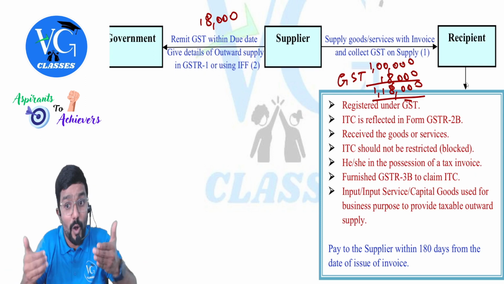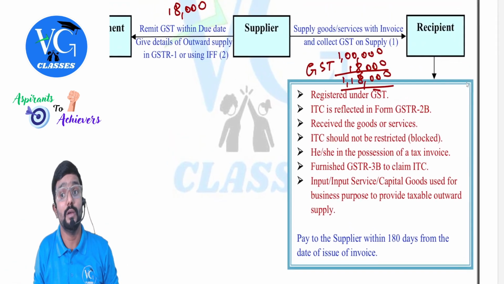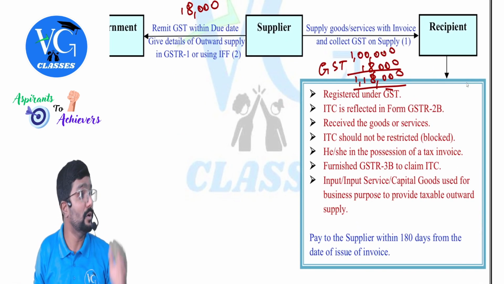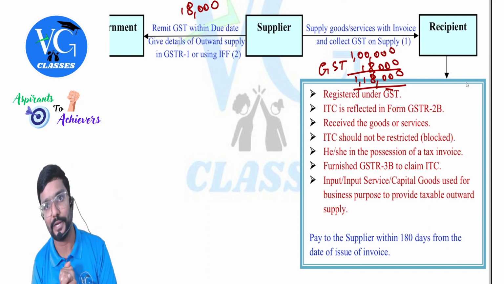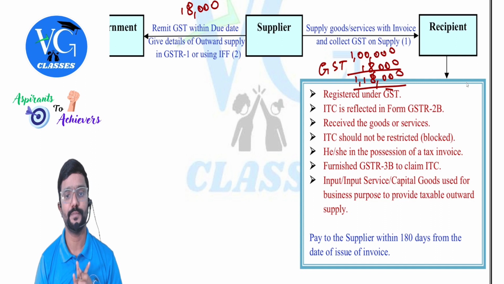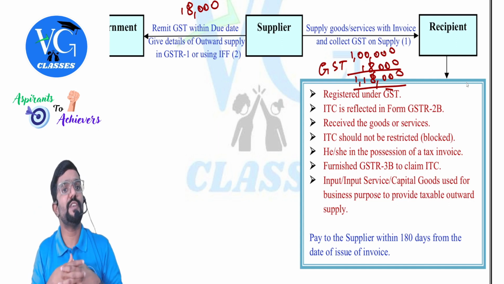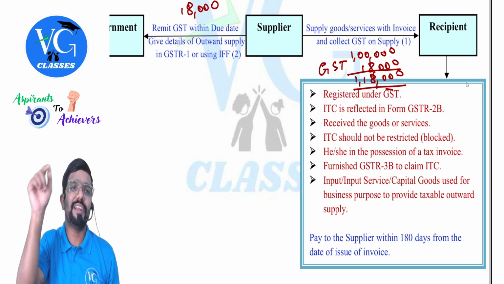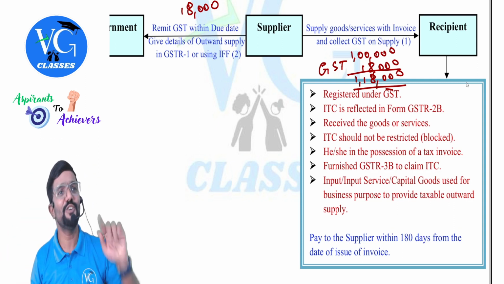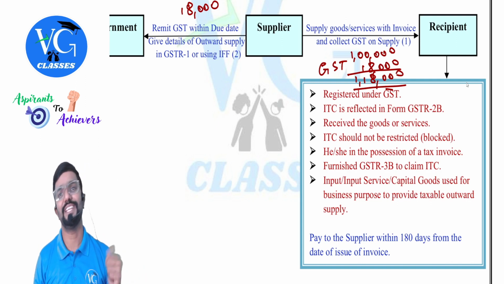Yes, provided all the conditions are satisfied, guys. All, not any one, not any two. All the conditions which I have given here in red color have to be satisfied. What are those? One by one. The recipient should be registered under GST. Sir, what if he is not registered? No credit. Why, sir? Because obviously, to claim credit, at least you should file the returns. And to file the returns, you should be registered.